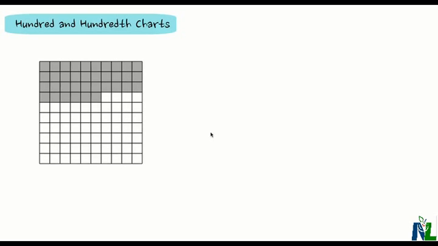Hundred charts and hundredth charts are great ways to represent percents graphically. So this first one that I'm starting with is a hundred chart. That means that this whole square, these 100 squares, represent 100%. Okay, so I look at what's shaded, and you see I have 10, 20, 30, 36 shaded. So this square represents 36%.